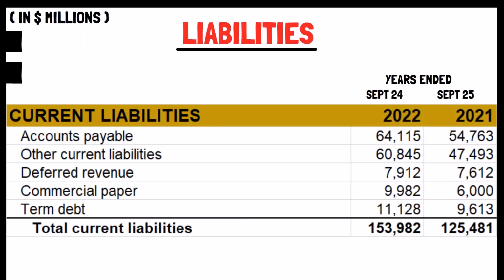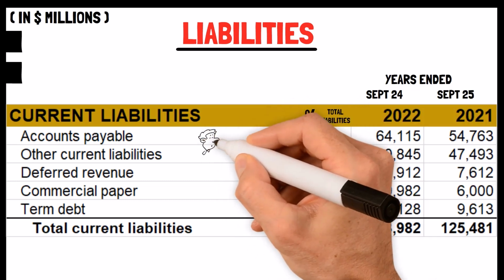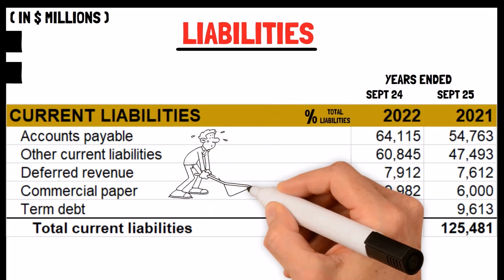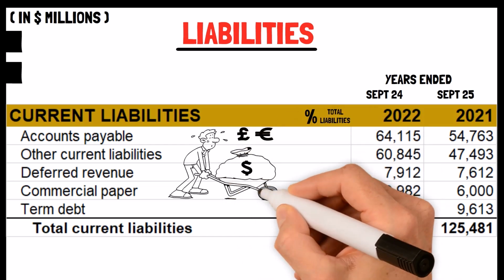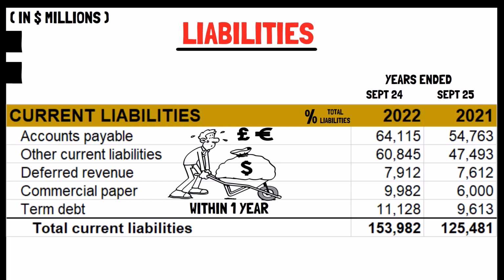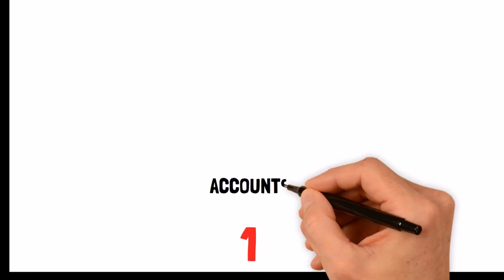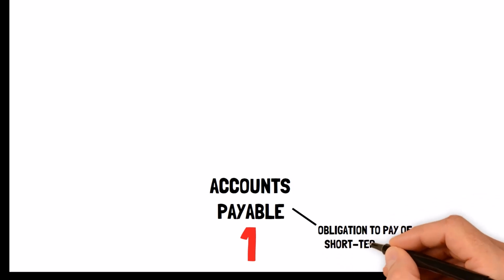The next part of the balance sheet, in the right column, which represents the liabilities of a business, is the current liabilities. These are the short-term financial obligations payable within 1 year or a normal operating cycle. The first liability class, accounts payable, composes roughly 21% of the total liabilities. Accounts payable represent an obligation to pay off short-term debt.